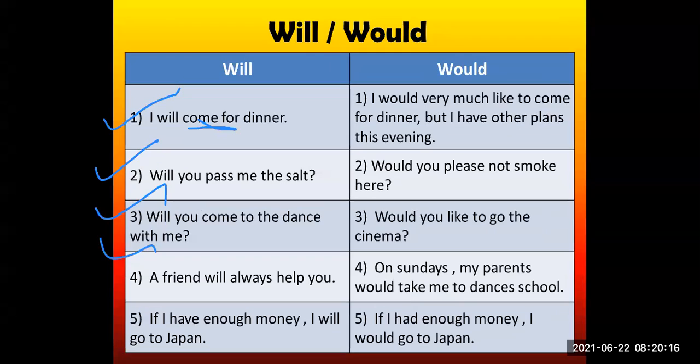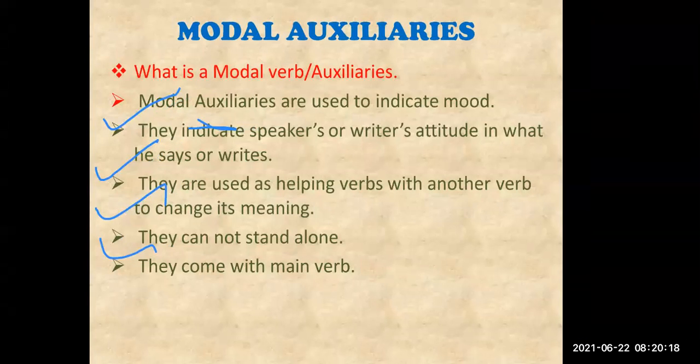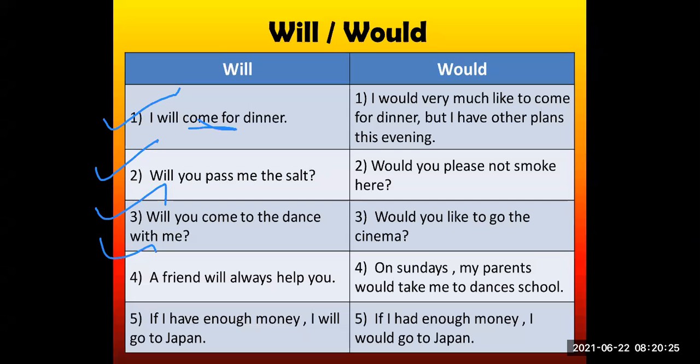Fifth example, see, if I have enough money, I will go to Japan. Now here one condition is there. If I have enough money, I will go to Japan. His condition is there to go to Japan, and he needs that much money. So he is telling that if I have enough money, I will go to Japan.